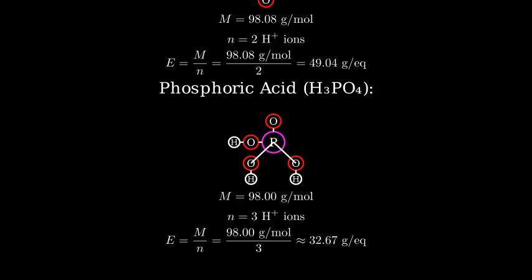Now, let's look at an example with a base. For calcium hydroxide, Ca(OH)2, the molar mass m is 74.10 grams per mole. Since calcium hydroxide supplies 2 hydroxide ions, n equals 2. Therefore, the equivalent mass is 74.10 divided by 2, which equals 37.05 grams per equivalent.